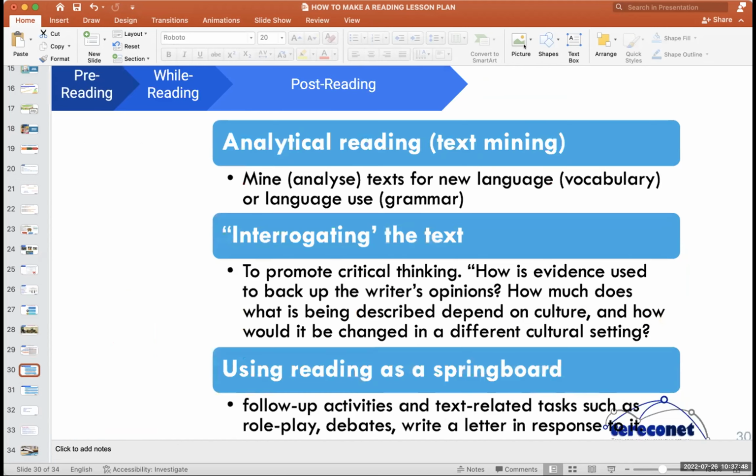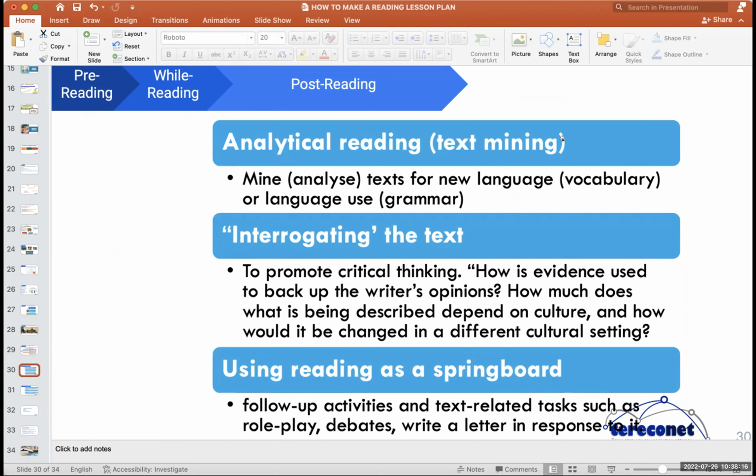So moving on to the last one, which is about post reading. What should we do after that? One practical thing that we teachers can do in class is analytical reading, or we can call it text mining. So actually we only have 45 minutes. If we're real with each other, for the post reading we have 5 to 10 minutes. We don't have much time.